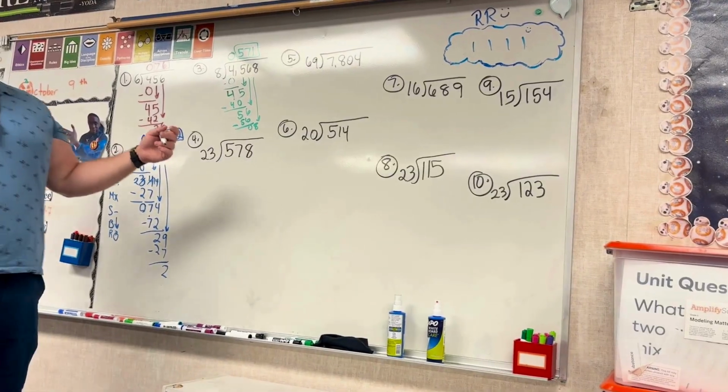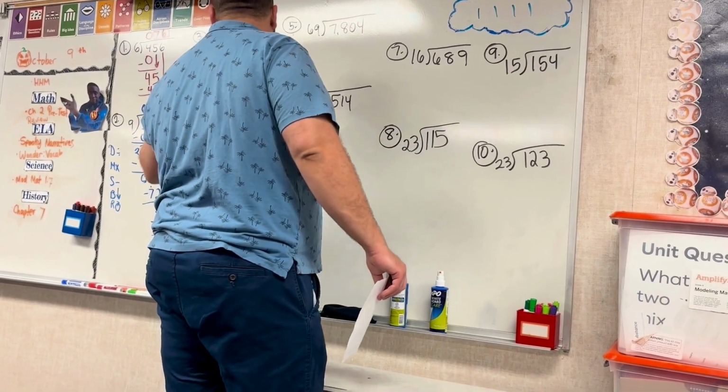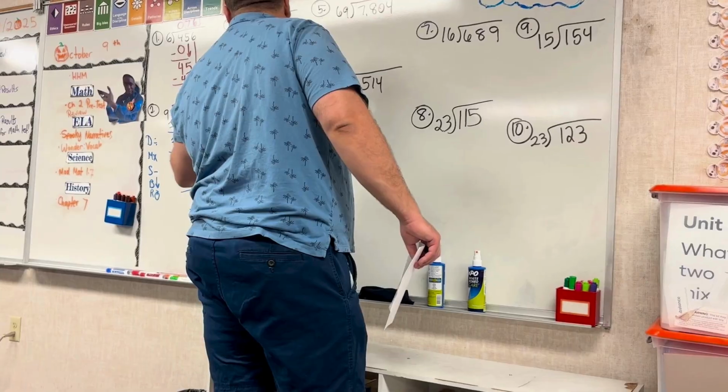Now we're getting into multi-digit long division, okay? 23 doesn't go into 5. It's too small.